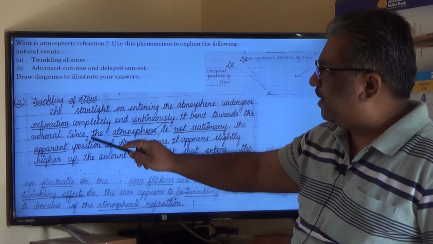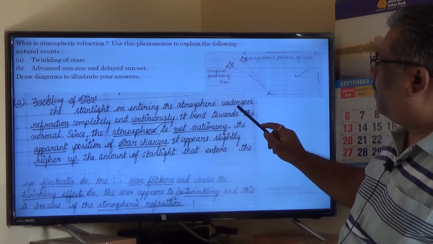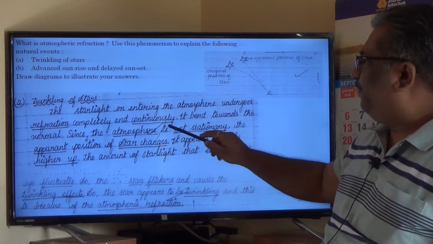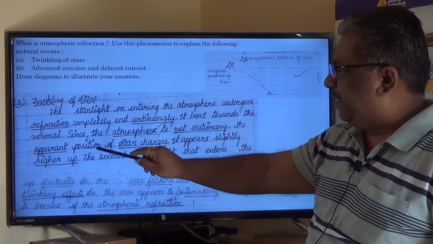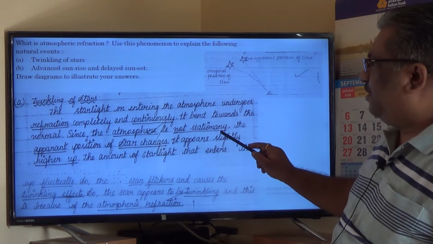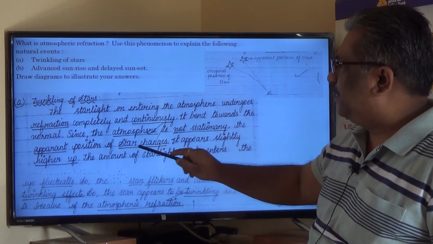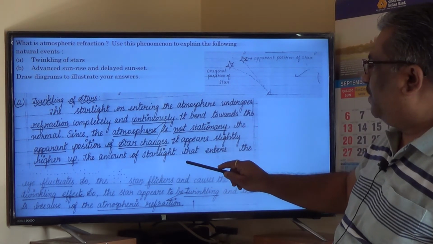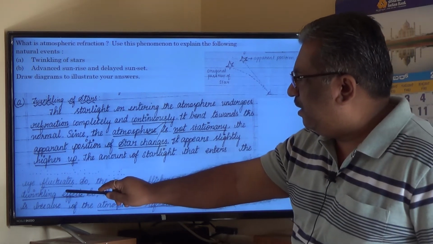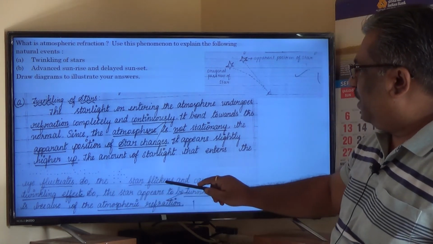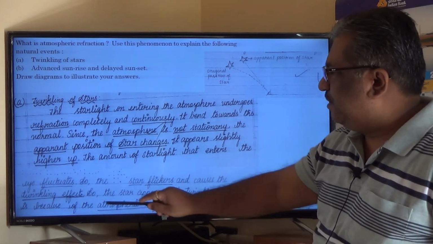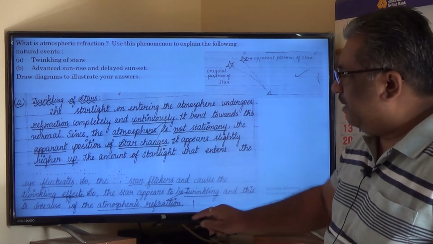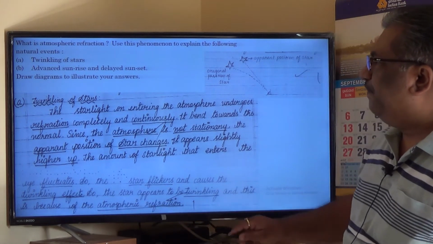And twinkling of stars. The starlight on entering the atmosphere undergoes refraction continuously. It bends always towards the normal. Since the atmosphere is not stationary, the apparent position of the star changes. It appears slightly higher up. The amount of starlight that enters the eye fluctuates, so the star flickers and causes the twinkling effect. So the star appears to be twinkling, and this is because of the atmospheric refraction.